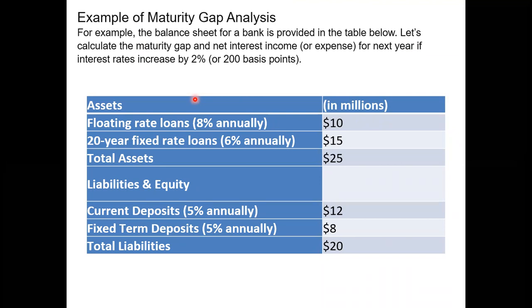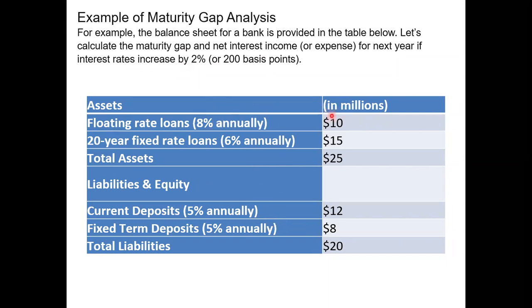For example, the balance sheet for a bank is provided in the table below. Let's calculate the maturity gap and the interest rate income and expenses for the next year if interest rates increase by 2%. So now we are going to analyze the interest rate risk due to changes in interest rate. In this example, there will be a change for the next year if the interest rate increases by 2%. So this is the existing year.